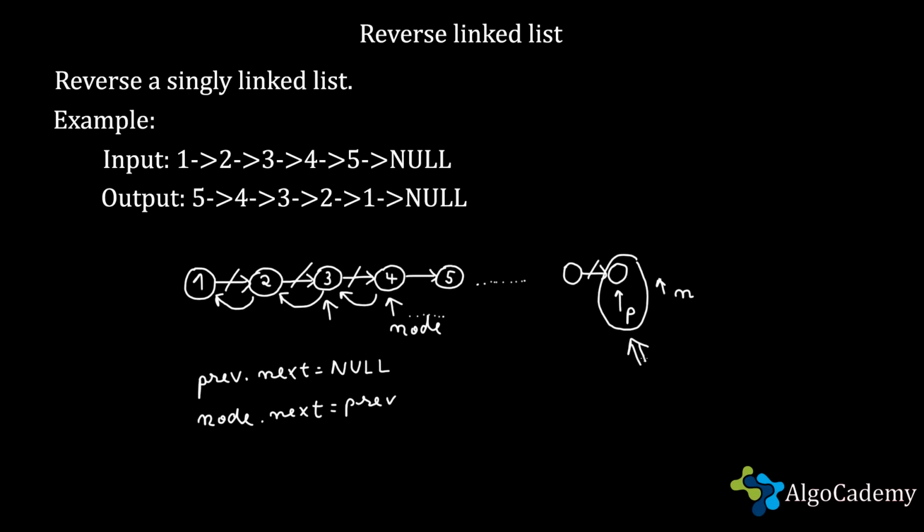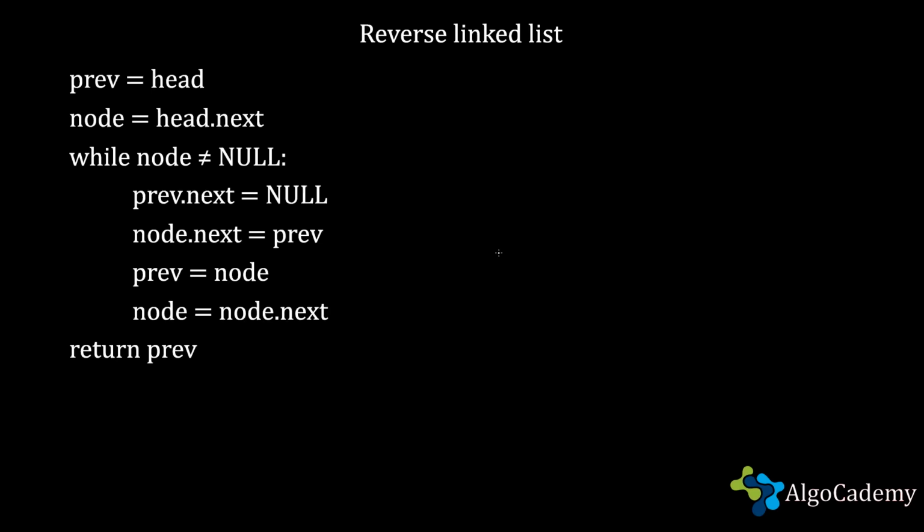Now let's see the code and analyze the time complexity. Awesome, and here is the code. So as you can see, I initialize prev with head, the first node, node with head.next, the second node, and while node is not null, what I'm gonna do is remove the link by setting prev.next equals null, insert the new link by setting node.next equals prev, and then of course I need to update prev and node to go to the next two consecutive nodes and change their links. So prev will become node and node will become node.next.